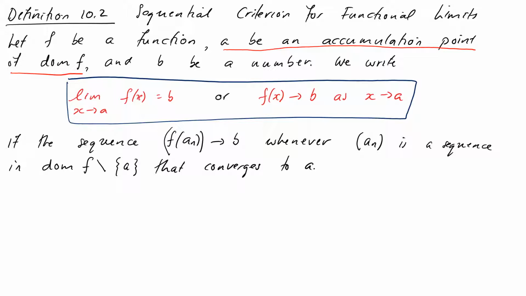If the sequence f of a_n converges to b, so b is our limit, whenever, okay, that means for every possible sequence a_n that's in the domain, excluding the limit point, that converges to a. So the sequence has to be in the domain of the function, otherwise we couldn't calculate these function values. We also make sure that the sequence values are not including the limit point itself. It's not very hard to make sure that that holds. And then so long as every possible sequence you can choose in the domain of this sort has f of a_n converging to b, then the limit of the function is defined to be b.